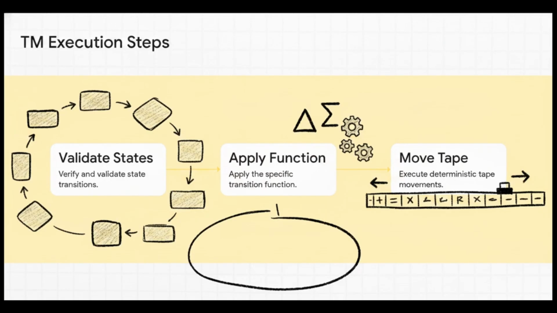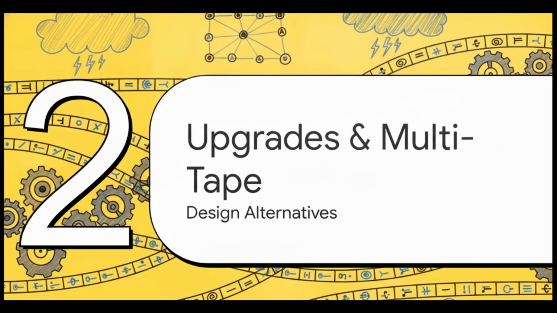And because it's so strictly deterministic, we can actually verify and validate the correctness of this machine through a highly predictable sequence. You just validate the state transitions, apply that transition function, and execute the tape movements. By running these exact sequences against known computational problems, we get a mathematical guarantee of the machine's correctness without any ambiguity whatsoever.